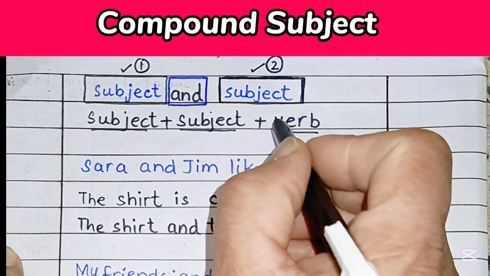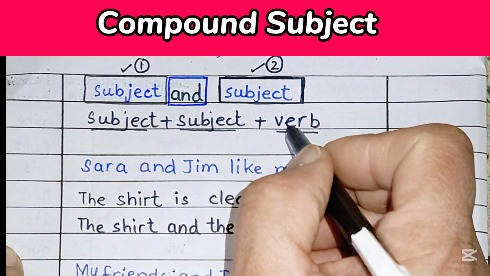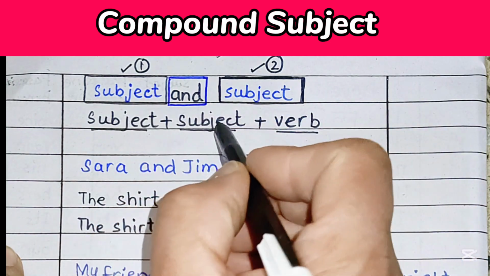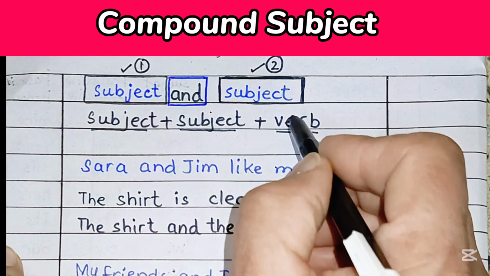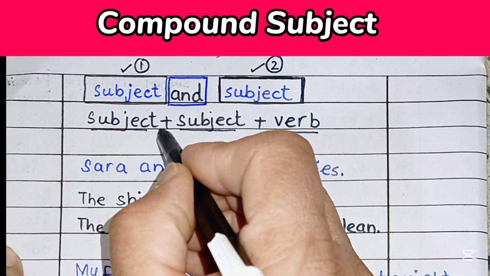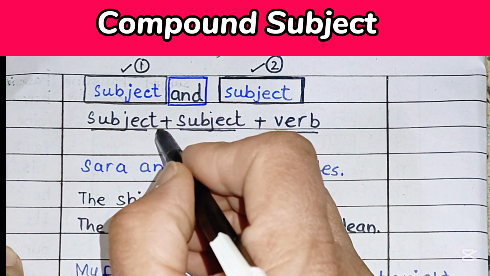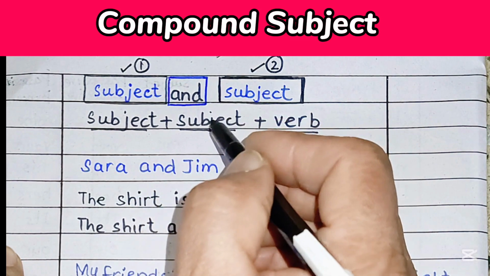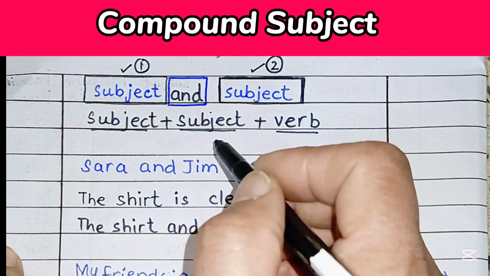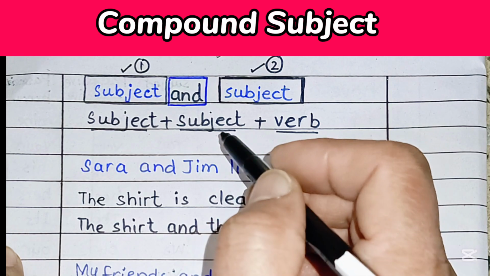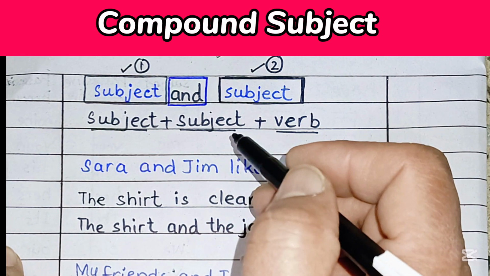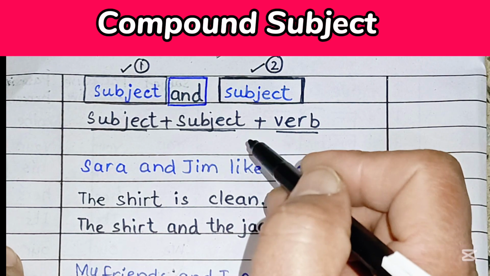And this verb should match the subjects here. Subject plus subject followed by verb. This verb should match the subjects. If the subjects are plural, then we have to use plural verbs. Because you have two subjects, this will be plural and the verb will also be plural.